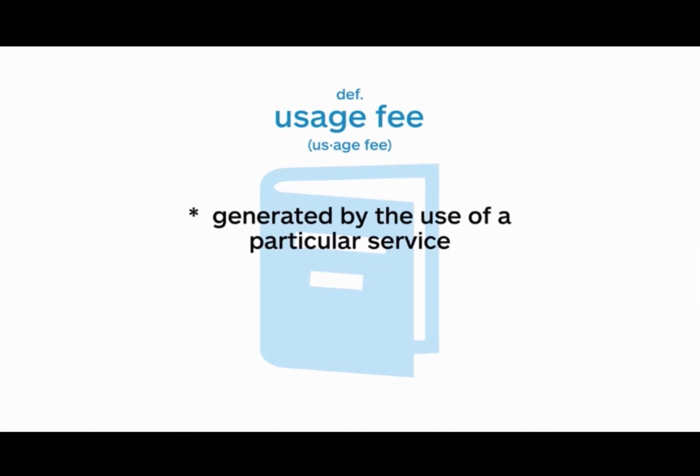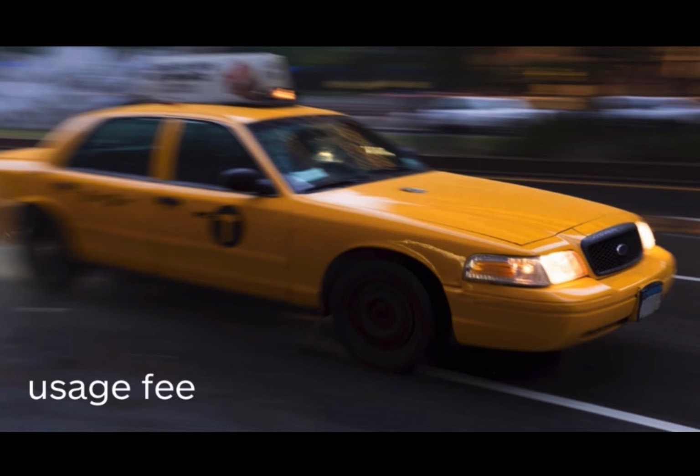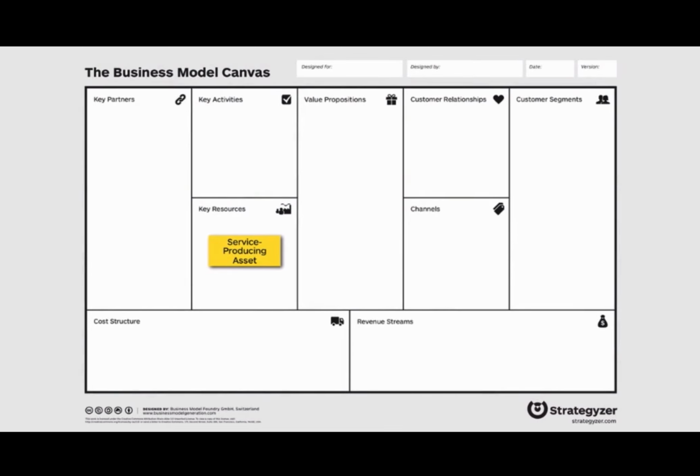So let's look at a slightly different type of revenue stream, usage fees. In usage fees, the revenues are generated by the use of a particular service. And here's the particularity: the more you use the service, the more you're going to pay. So in the car business, we get usage fees from taxis. Let's look at this on the business model canvas.